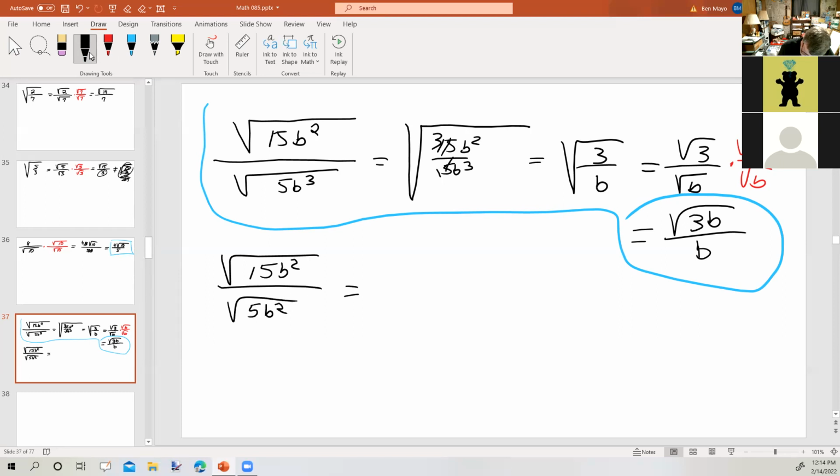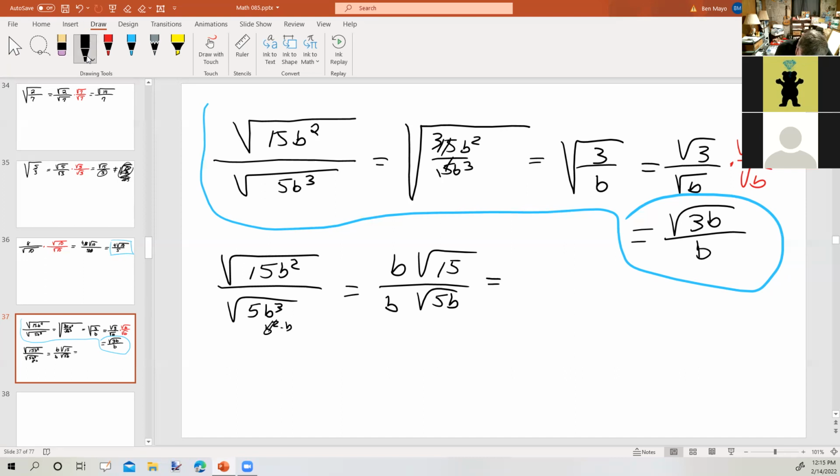Well, I could rewrite this as, let's see, b times the square root of 15 over, wait a second, I didn't write that correctly. This is supposed to be a 3. And then in the denominator, I'd have b square root of 5 over b, because the b cubed could be written as b squared times b, the square root of b squared kicks a b outside, okay?